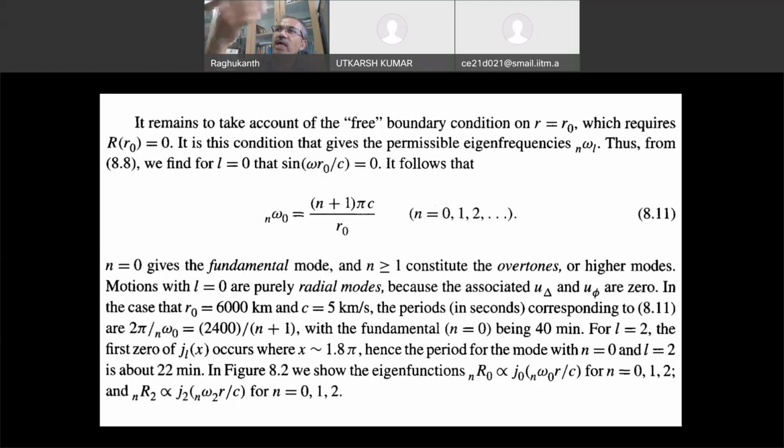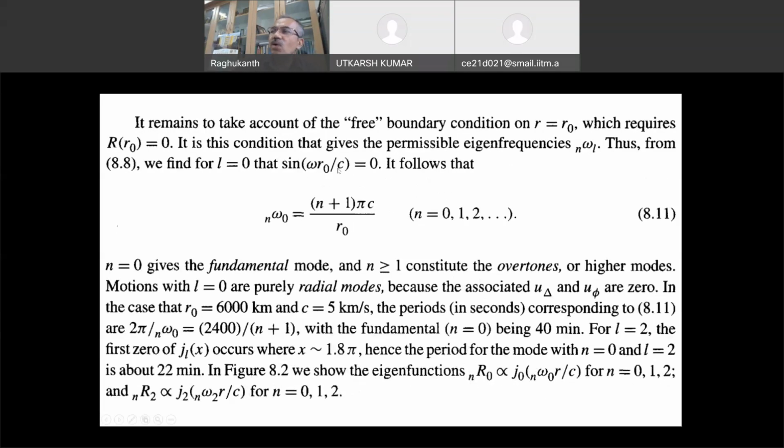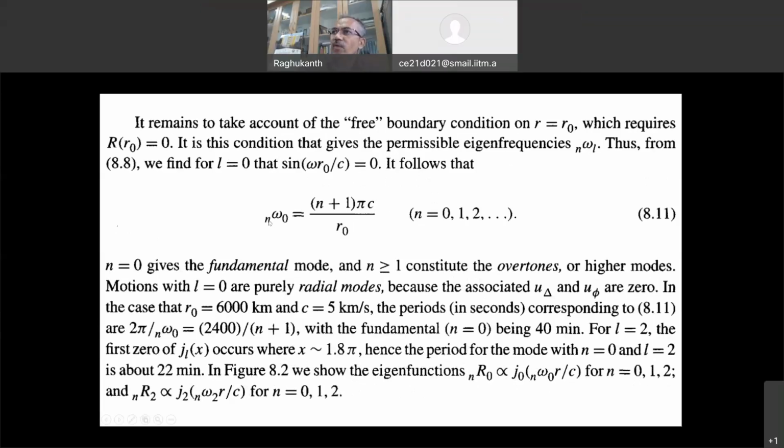Here also, after getting everything, we apply the boundary condition: stresses are zero or pressure is zero at the surface. For L is equal to zero, this is our solution. So sine of omega r naught by c is equal to zero. Solving this, you get the natural frequency of the fluid sphere for L is equal to zero: n plus 1 into pi c by r naught. Here c is the velocity, the root of the bulk modulus over density as we said previously. n is equal to zero gives the first fundamental mode, and n greater than or equal to 1 gives the overtones, that is, the higher modes with node points.